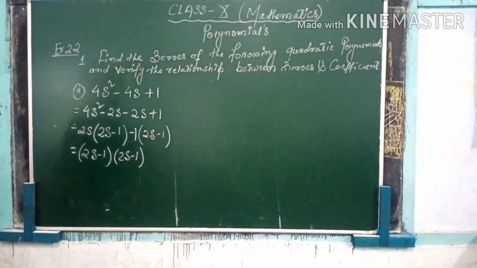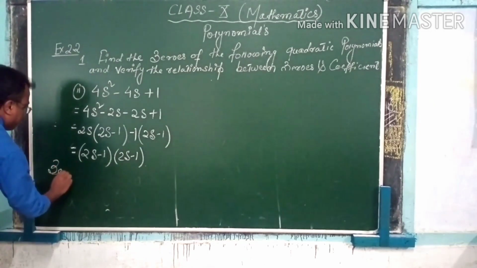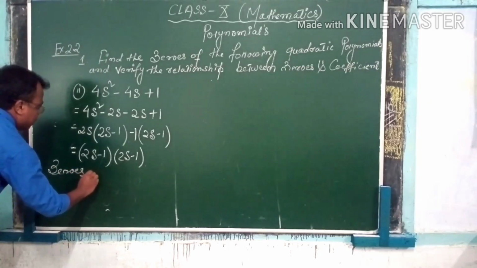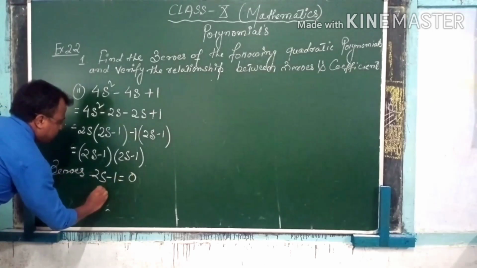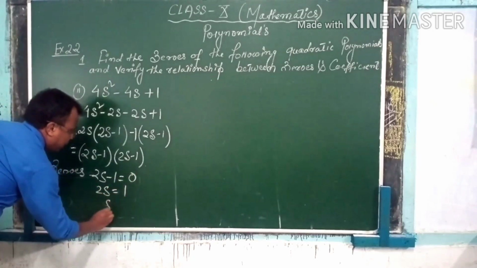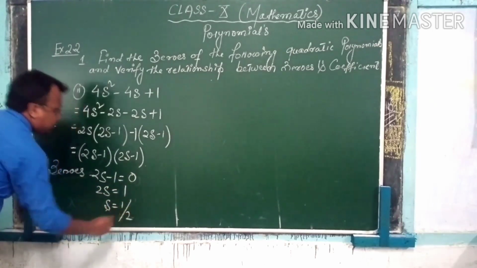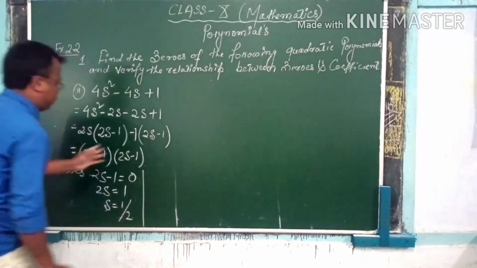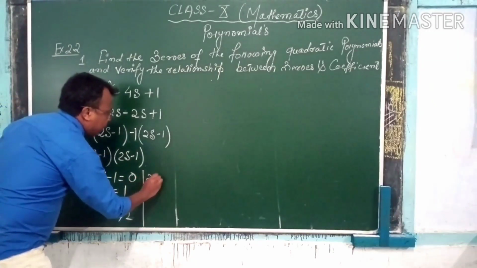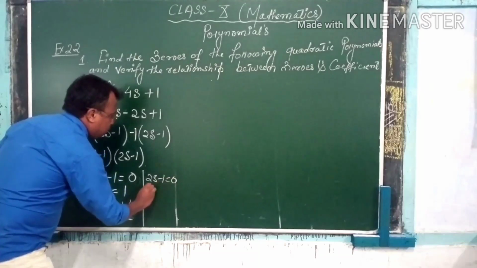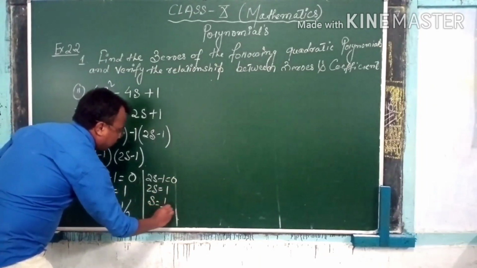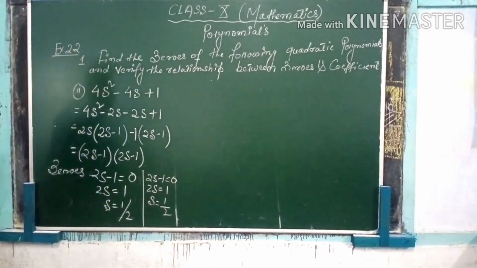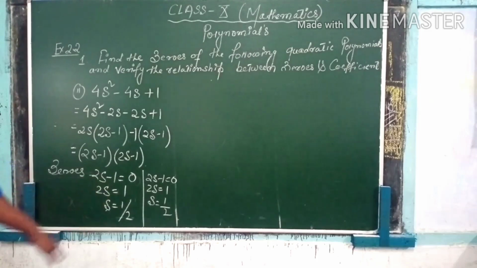Now let us find out the zeros. 2s minus 1 is equal to 0, 2s is equal to 1, s is equal to 1 by 2. This is the first zero, and the second zero is the same: 2s minus 1 is equal to 0, 2s is equal to 1, s is equal to 1 by 2. So in this question, we got the zeros 1 by 2 and another zero 1 by 2.